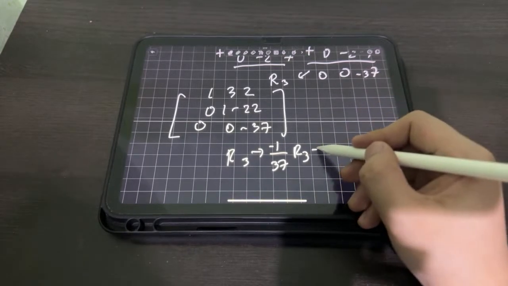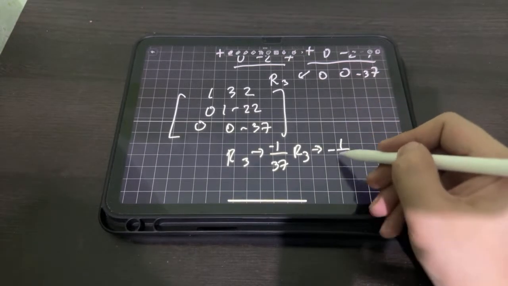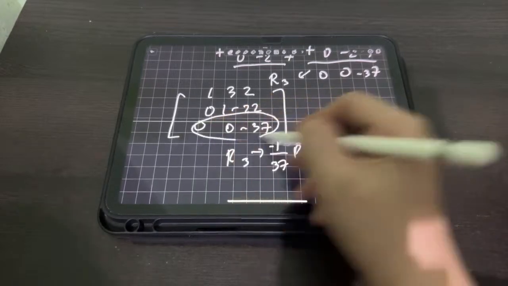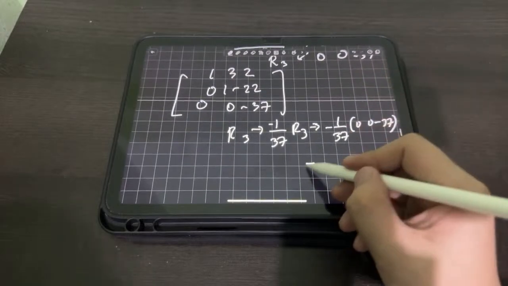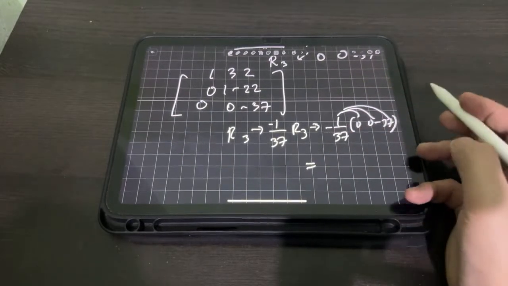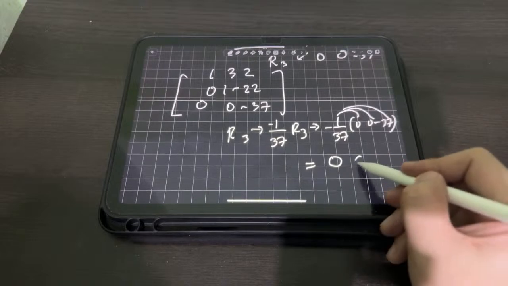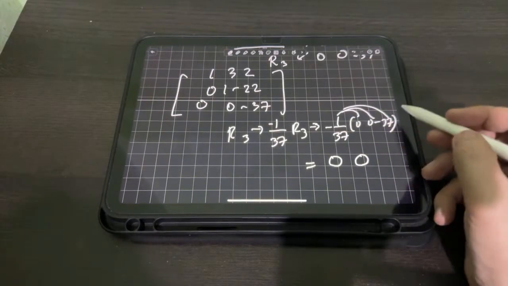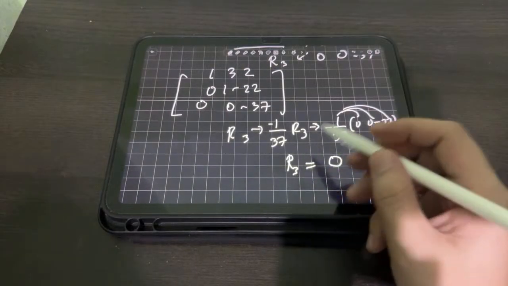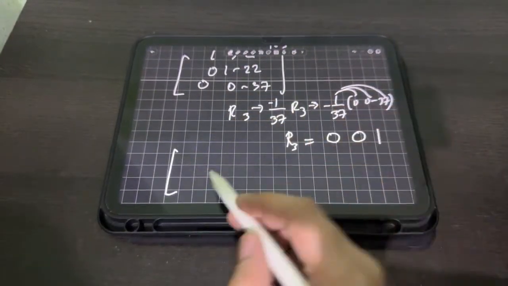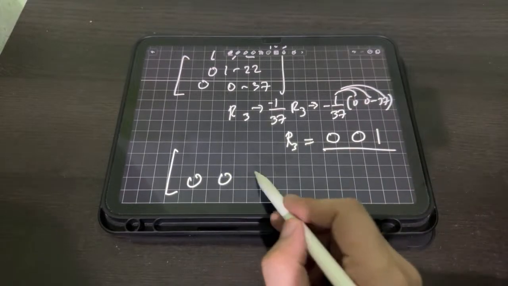Okay? So, multiplying negative 1 over 37 times the entries in row 3, 0, 0, negative 37. So, distribute this negative 1 over 37. It's just 0, 0. Then, negative 1 over 37 times negative 37, 1. So, this is the new entries in row 3: 0, 0, 1.